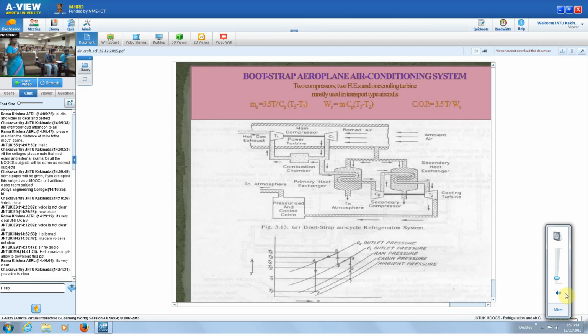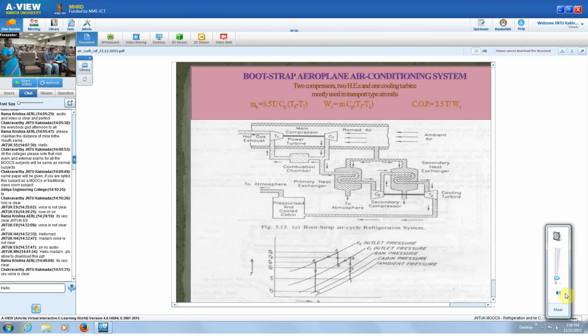Okay. Then after the heat rejection in the primary heat exchanger, it passes into a compressor, where the air is again compressed in the secondary compressor, and afterwards at high pressure and temperature, it is passed through the secondary heat exchanger. Here also the heat rejection is taking place to the rammed air itself, and then the air from the secondary heat exchanger is expanded in the cooling turbine, so that some work is done in the cooling turbine, and that work is utilized for running the secondary compressor.